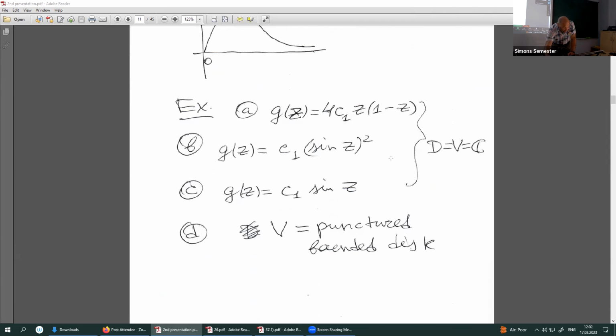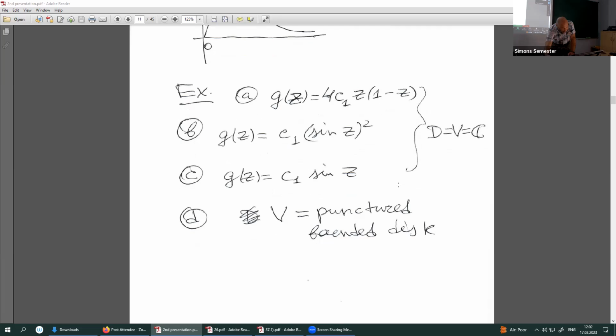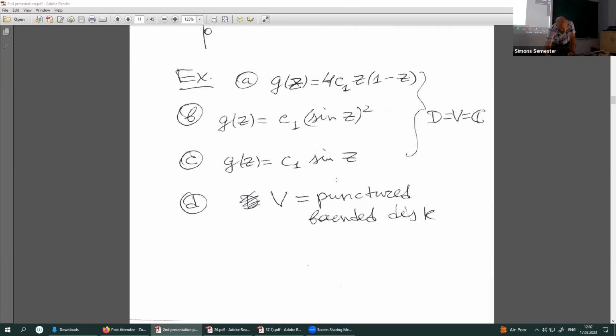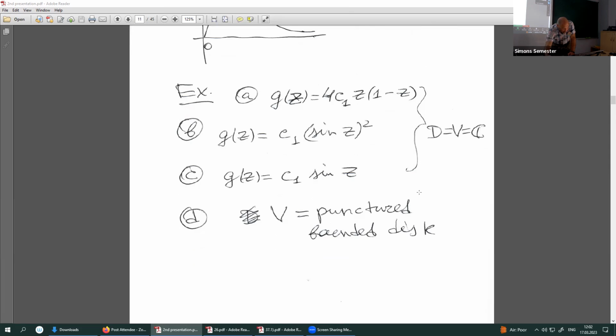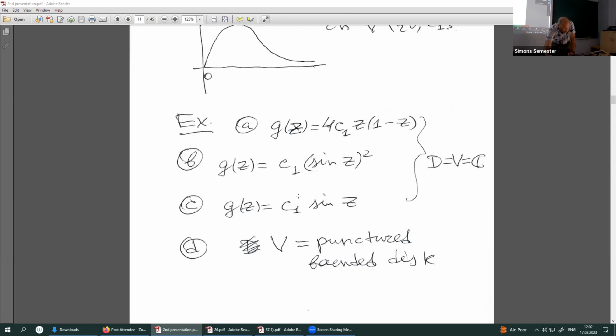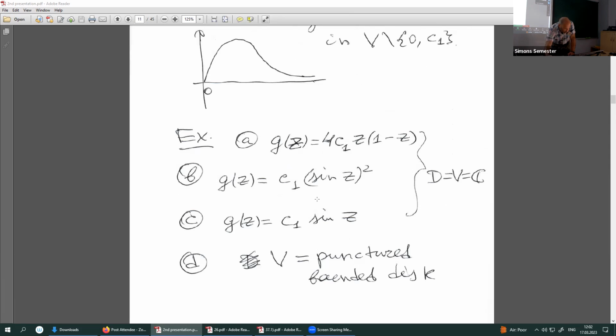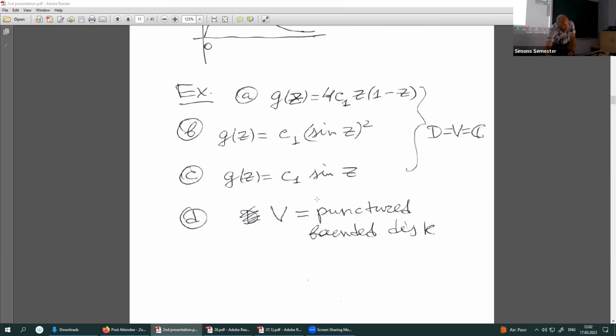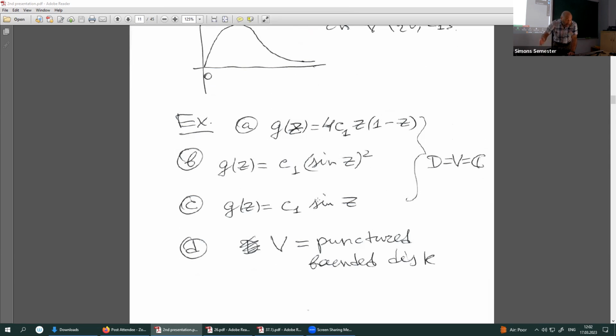But in these examples, the range is the whole C. One can also construct examples where the range is not the whole C, like a punctured bounded disk. Would you say what is the precise relation with monotonicity of the entropy? Every time you have the lifting property, there is positive transversality, and then there is monotonicity of the kneading sequence.